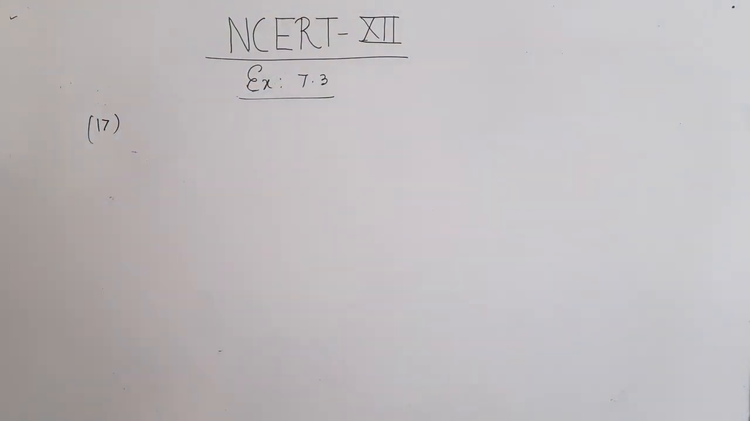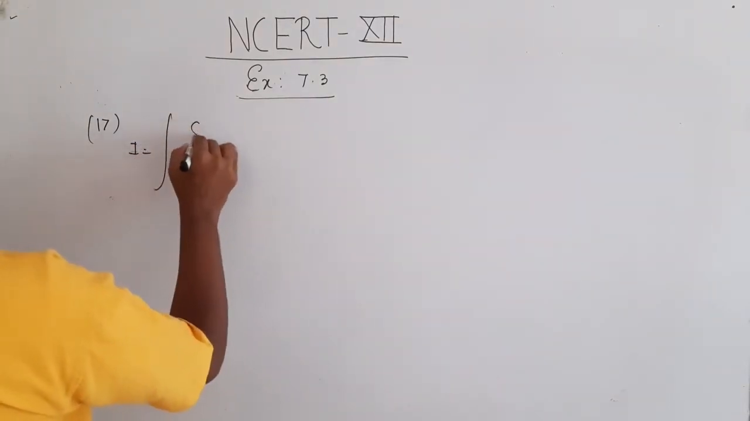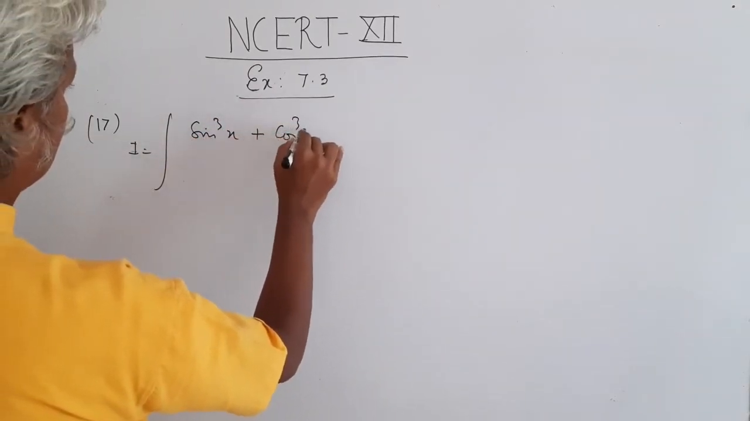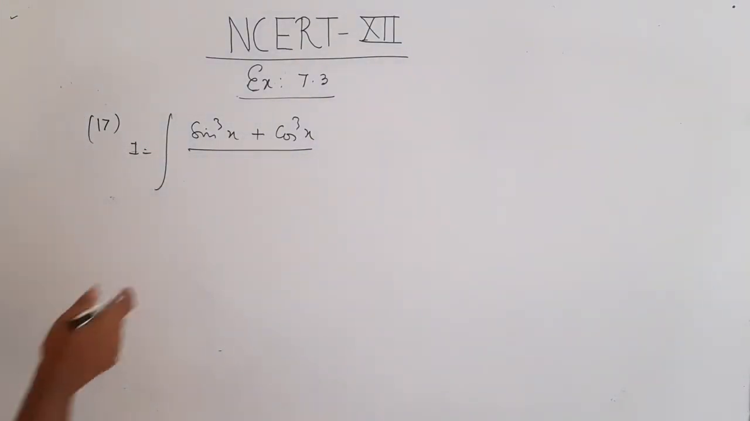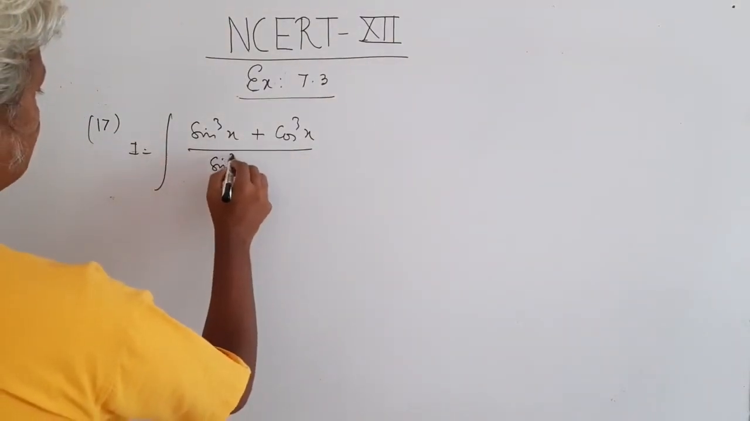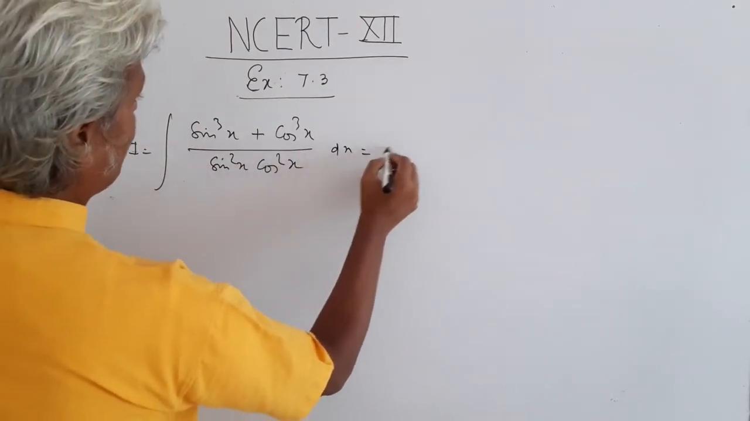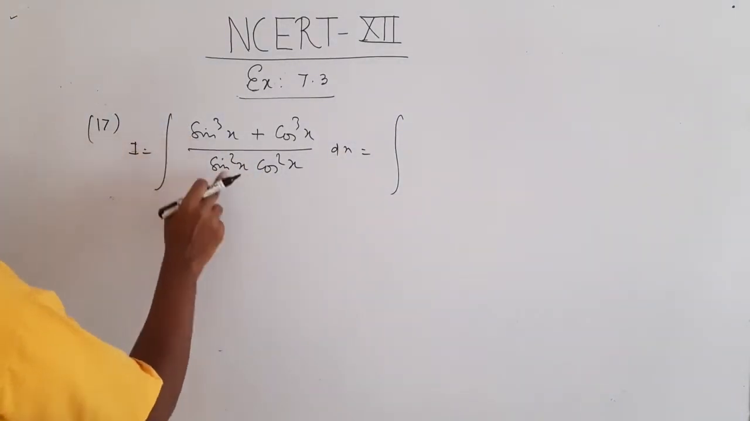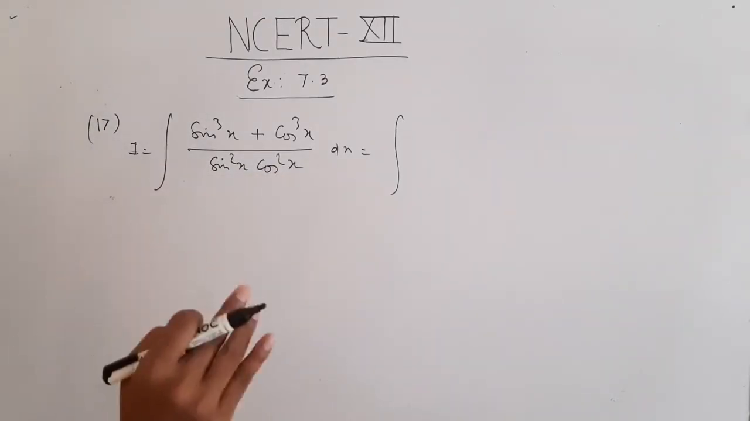So here I have the question, which is question number 17. How to find the integration of (sin cube x plus cos cube x) over sin square x cos square x dx. Now if you see this question directly, if I write this upon this, then two sines will get cancelled and I'll have sin x over cos square x, and that is nothing but sec x tan x.